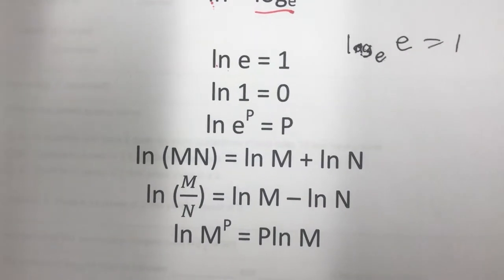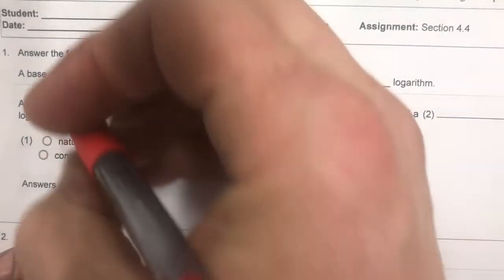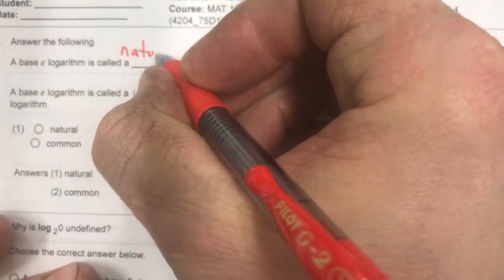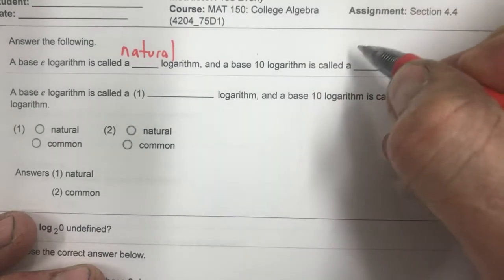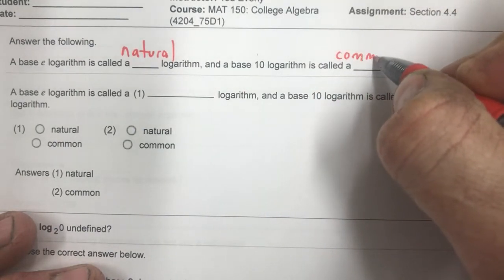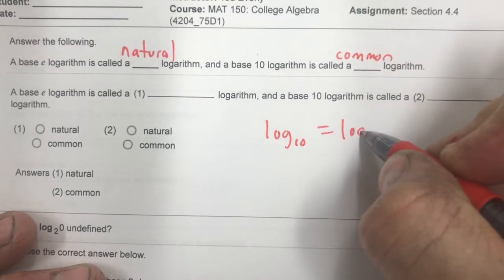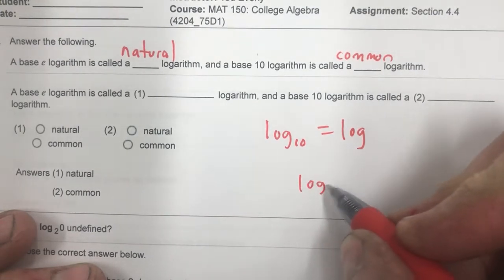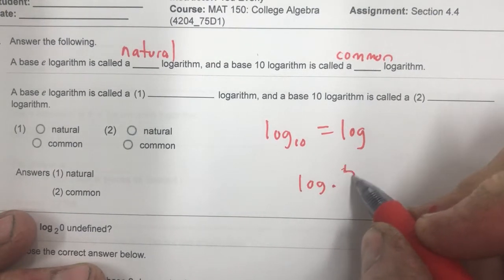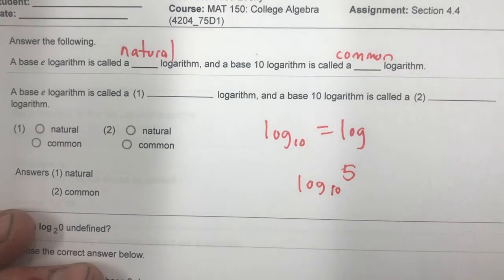All right, well, let's look at some evaluating. First of all, we have a key term here we need to look at. A base e logarithm is called a natural log, whereas a base 10 log is called a common log. Now here's something right here. When you have log of base 10, you can just write log. You don't have to write the 10. In fact, log of 5 is just log base 10 of 5, and I don't have to write the base.